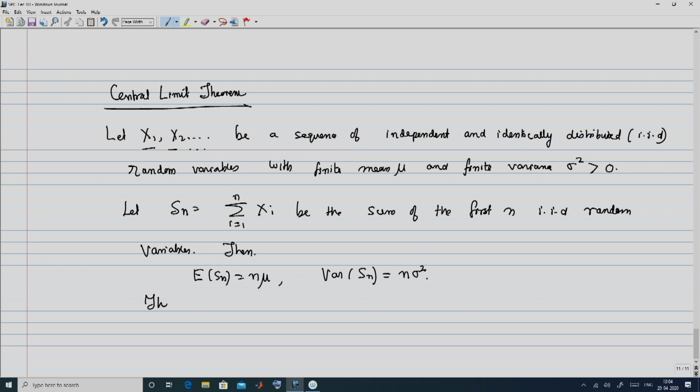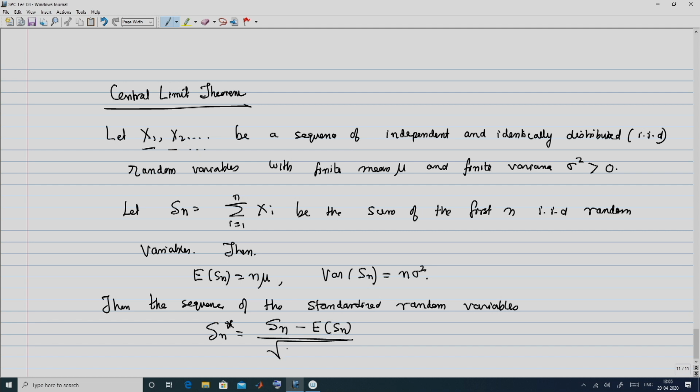So, I can say that the sequence of standardized random variables, and here I am using the standardized concept similar to the one you have done for the normal distribution, I will call Sn star to indicate that this is standardized. This is going to be the original random variable Sn minus the mean, that is expected value of Sn, divided by the standard deviation, that is the square root of variance of Sn. Using the observation here, this is going to be Sn minus n mu over square root of n into sigma.